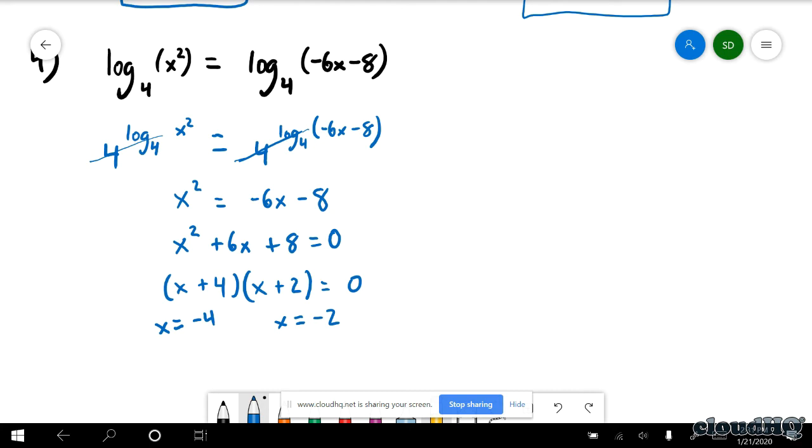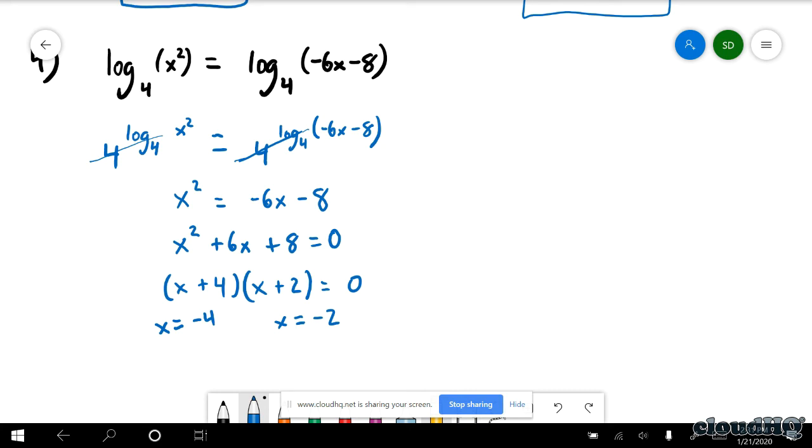We need to check them and make sure they actually work. You have to check both of them. It is possible that they will both work. It's possible that one works and one doesn't. It's also possible that neither of them work. So we need to check them and verify. So let's start with negative 4.